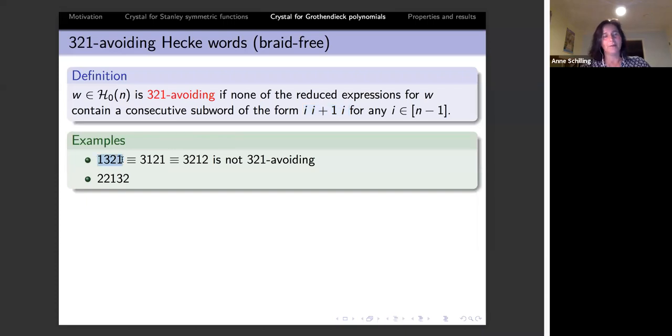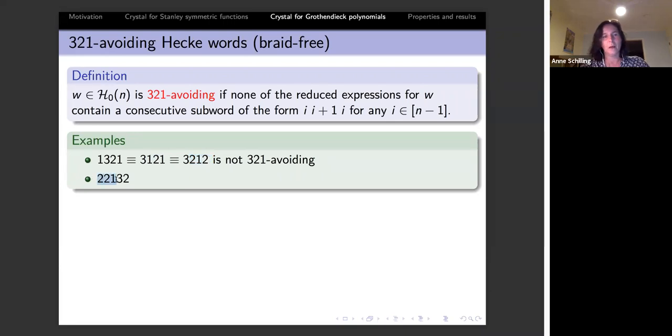If you look at 1, 3, 2, 1, well, if we use the relations for the symmetric group, you can interchange the 1 and the 3, right? So to get this. And then you can see that here we actually have a braid. So 1, 2, 1 is precisely of this form i, i+1, i, where i is equal to 1. And then using the braid, you can also rewrite this as 3, 2, 1, 2. So this particular word is not 3-to-1 avoiding.